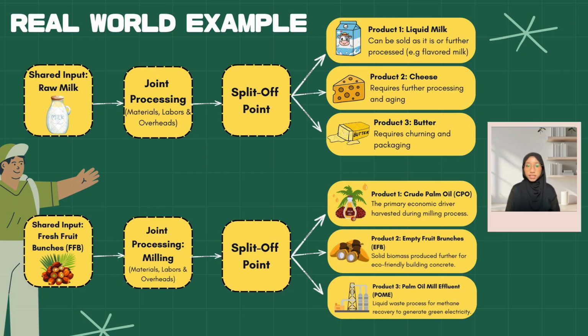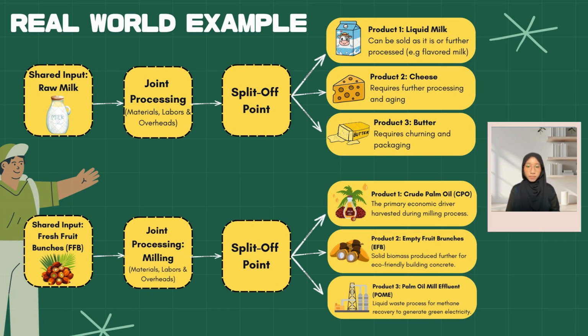To ground this in a local Malaysian context, let's look at the palm oil agricultural sector, such as operations run by FGV Holdings. The shared input here consists of fresh fruit bunches. During the joint processing, which is the milling phase, the factory incurs unified processing costs. At the split-off point, three entirely different types of output emerge at the same time.